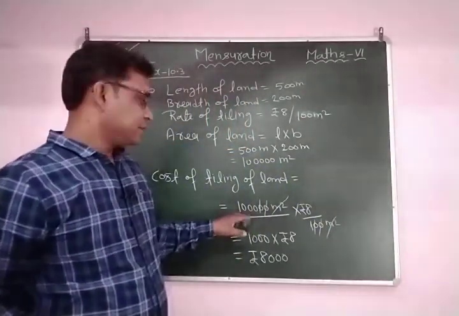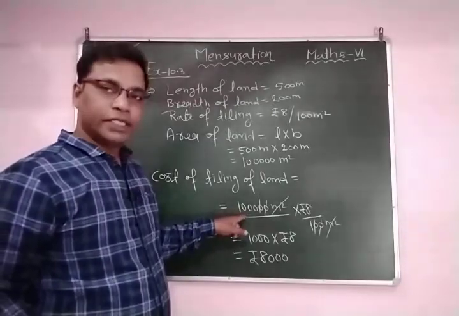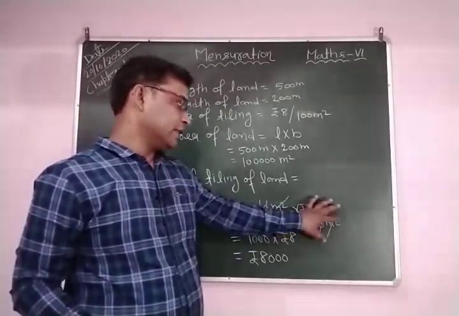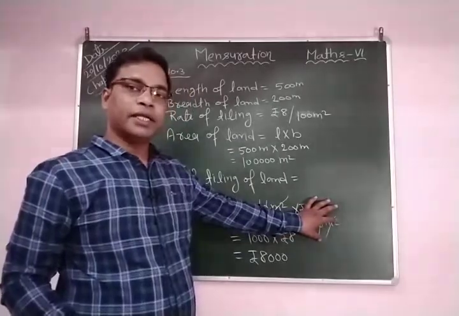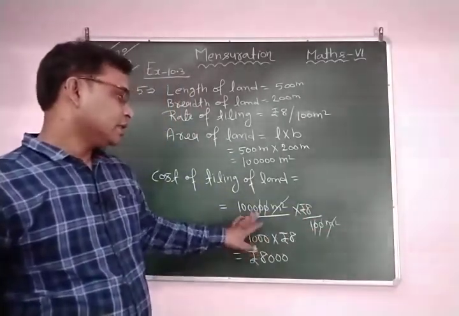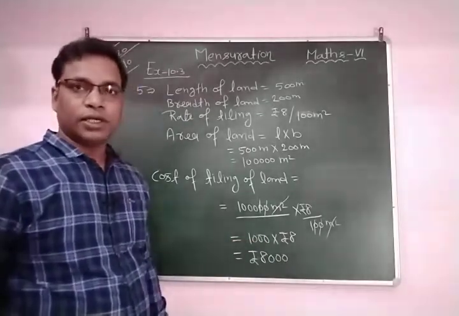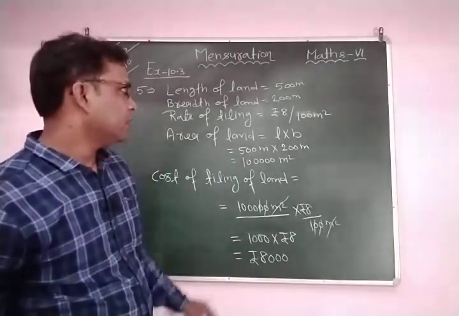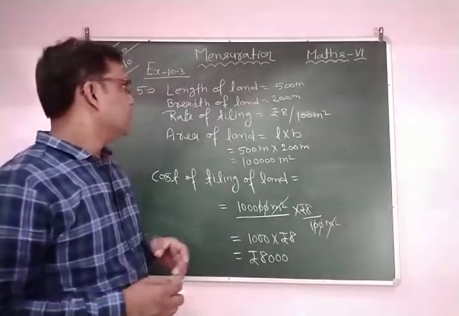This is given: 1 lakh meter square area, and the rate of tiling is 8 rupees per meter square. So if you multiply this, then you obtain 8000 rupees. So I hope this is clear. Again I want to explain this.